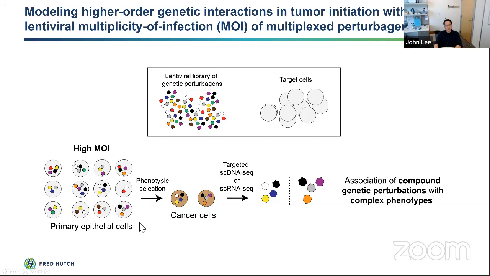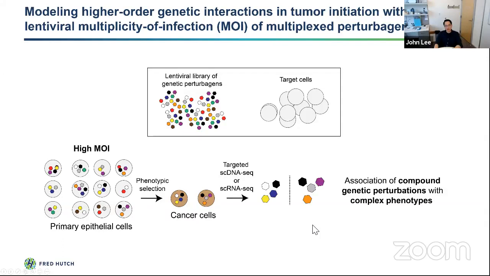Here we describe these as primary epithelial cells. Once phenotypic selection has occurred, so in this case we are looking for the perturbations or combinations of perturbations that induce tumorigenesis, then we can take the cancer cells and perform targeted single cell DNA sequencing or single cell RNA sequencing to really then associate compound genetic perturbations with these complex phenotypes.